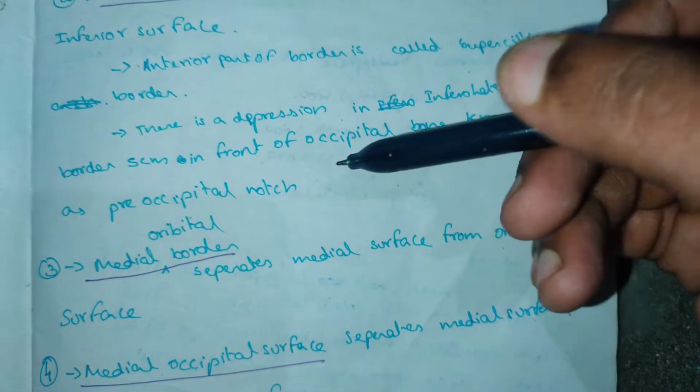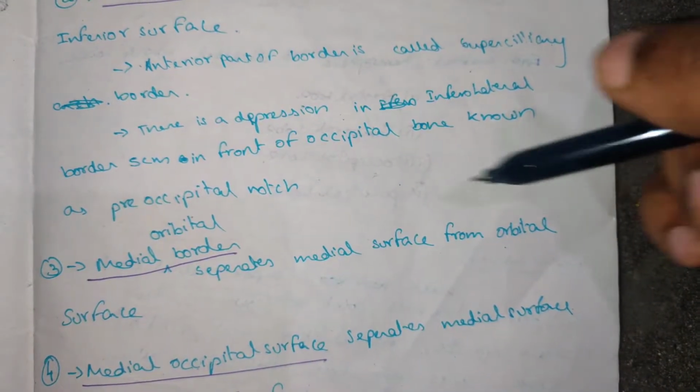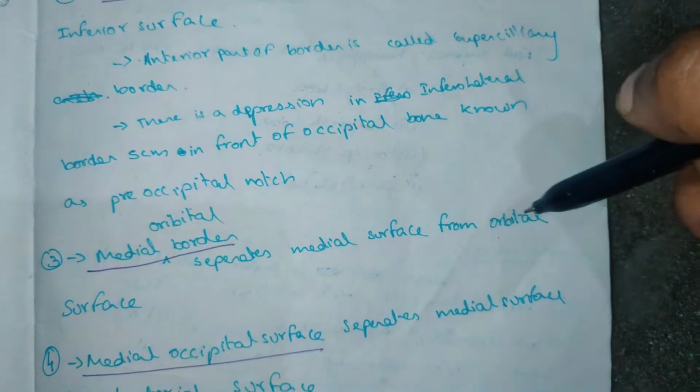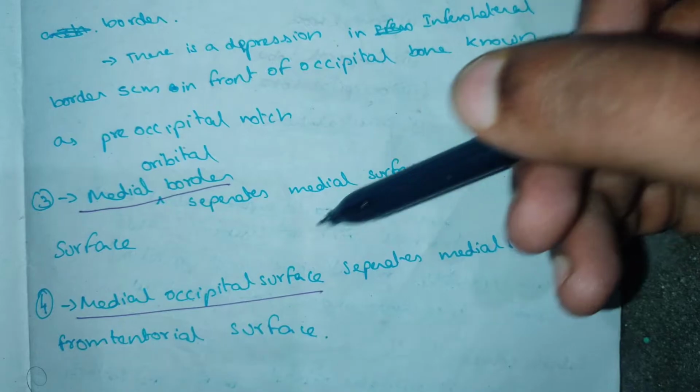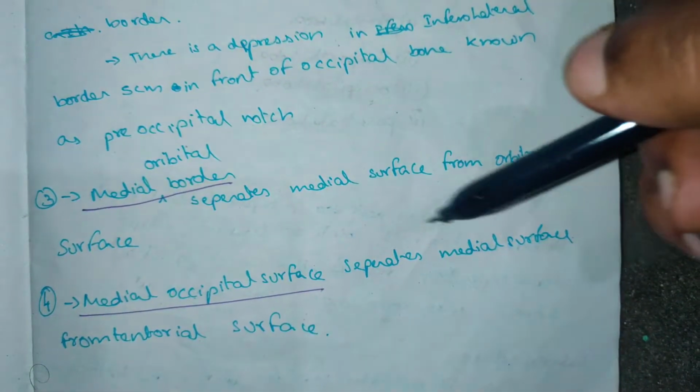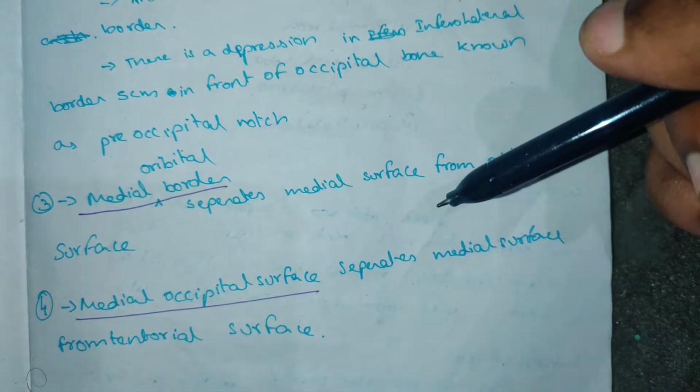The medial orbital border separates the medial surface from the orbital surface. The medial occipital border separates the medial surface from the tentorial surface.